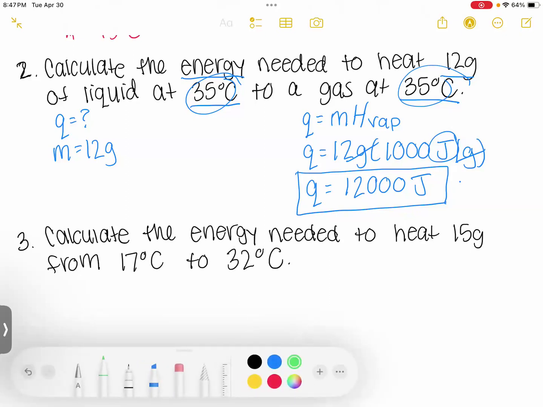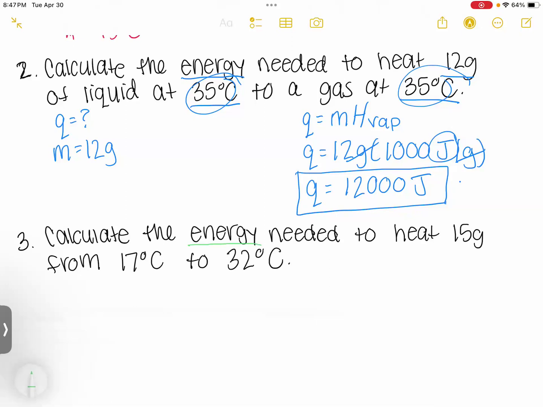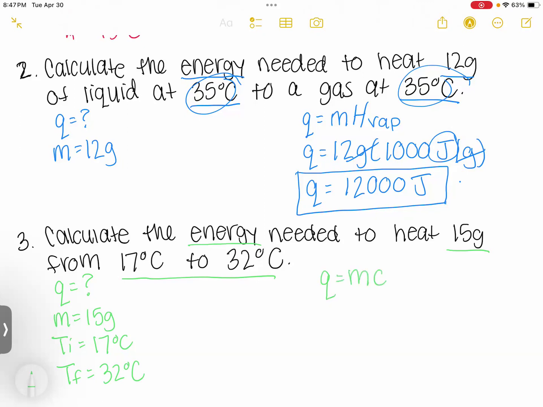So the first thing that I'm going to do is just go through and see what I know, see what I'm trying to solve for. Again, we're calculating for energy. Energy is Q. My mass is 15 grams. We are heating this from an initial temperature of 17 degrees Celsius, and we're heating it up to a final temperature of 32 degrees Celsius. We have a temperature change. Anytime we have a temperature change, we have to use Q is equal to mc delta T.